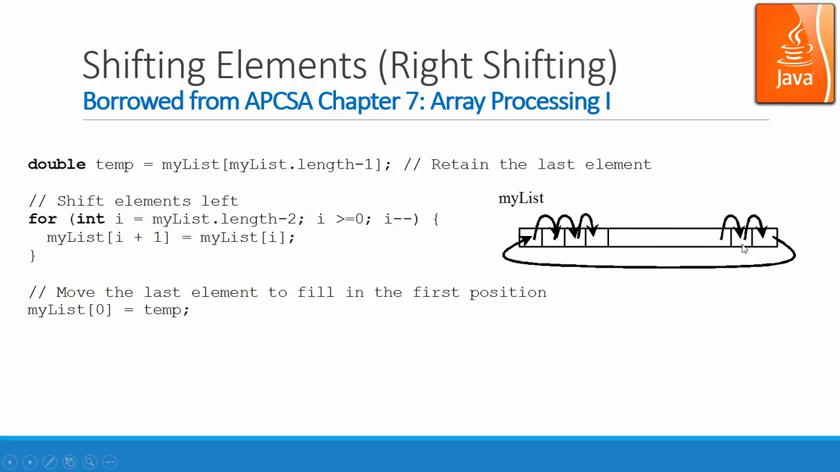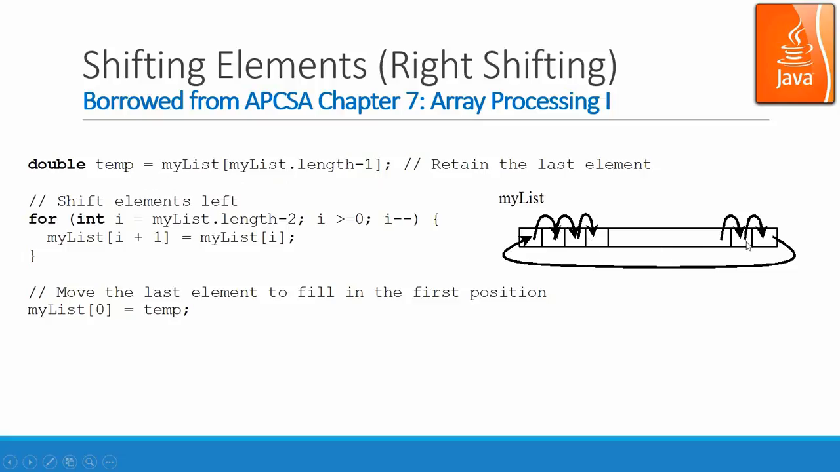And then we start to shift the one next to it, that is myList.length minus 2, and then shift to the right. This one is shifted to the right, and we continue to do that until the last one. The temp value needs to be put into this 0 location. So 0 is the starting location, and myList.length minus 2 is this location. myList.length minus 1 is for the temp value.